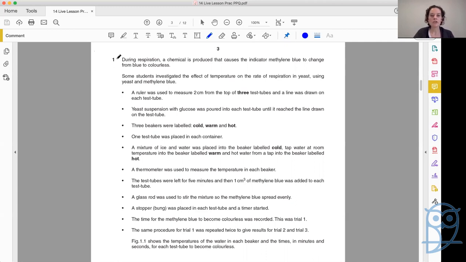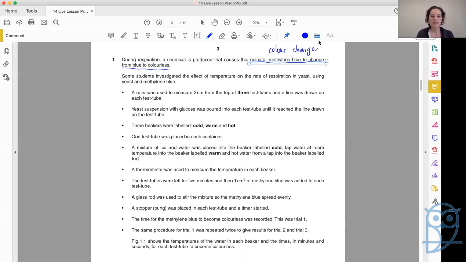So they tell us that during respiration, okay, we know what respiration is, a chemical is produced that causes the indicator methylene blue to change from blue to colorless. Okay, so we didn't necessarily come across this before, but they tell us that we've got an indicator and we've got a color change. And we've done things with color change before. We know all about color changes when we're testing for biological molecules, for example.